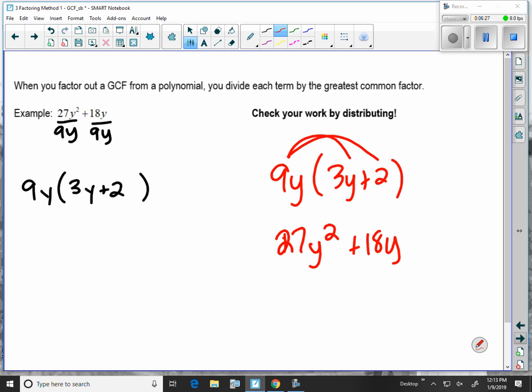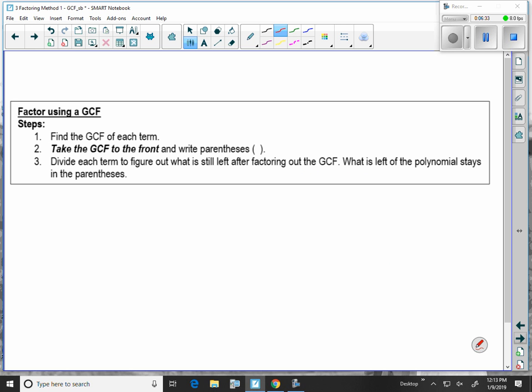Are you going to have to distribute every single time and check your answer? No. But it's a good way to check your work and make sure that you're doing it right. If you're a steps person, there's your steps. Now let's do them out for you.